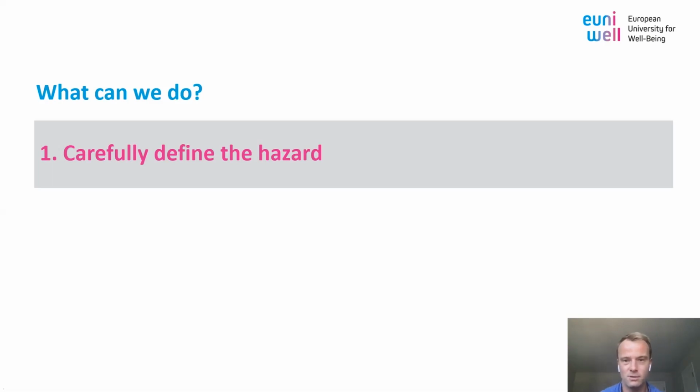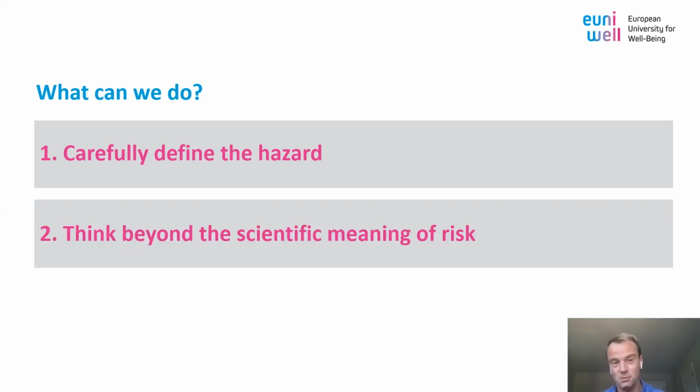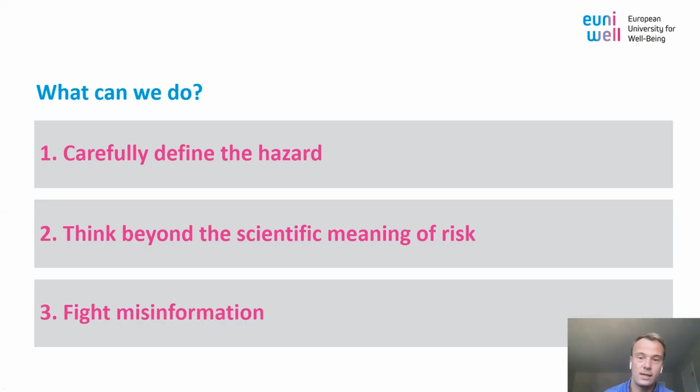So there are three parts to this part of the presentation. We want to start with carefully defining the actual hazard that we're talking about. I'm going to get there in a second, what we really mean. It really makes a difference whether we talk about a certain aspect of an emergency situation or another aspect of it. So I'll bring an example in a second. The second part is really thinking beyond the scientific meaning of risk, something that we already discussed. There's the scientific understanding of risk, but there's a whole other world outside of that and a whole other host of factors that influence how people perceive risk. And then the third component here is how do we fight misinformation?